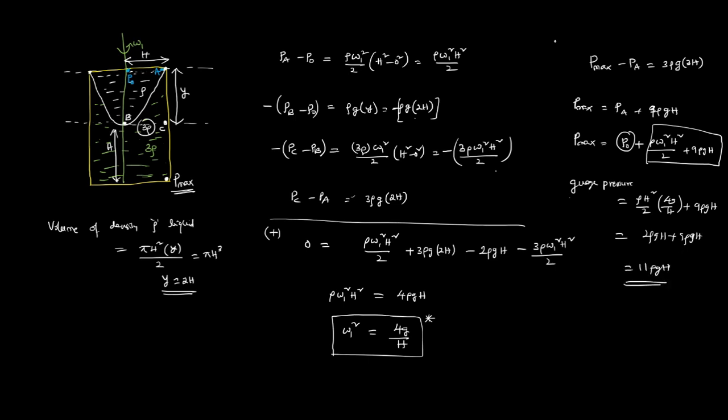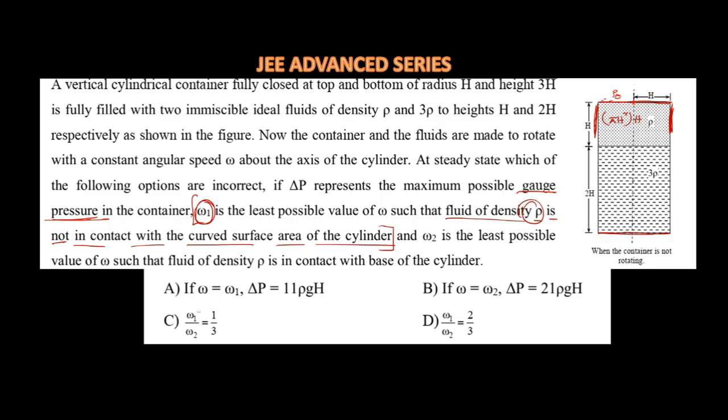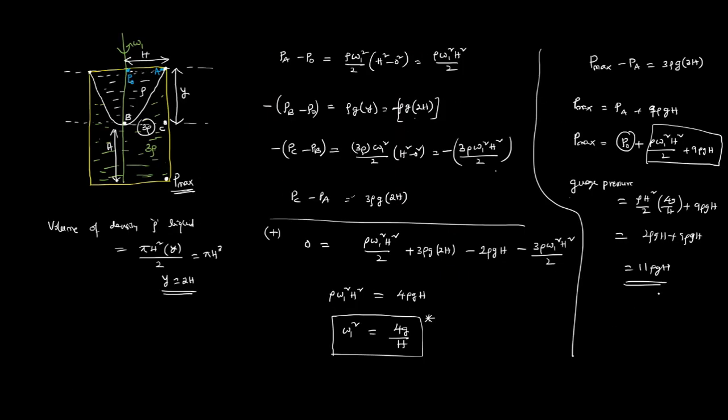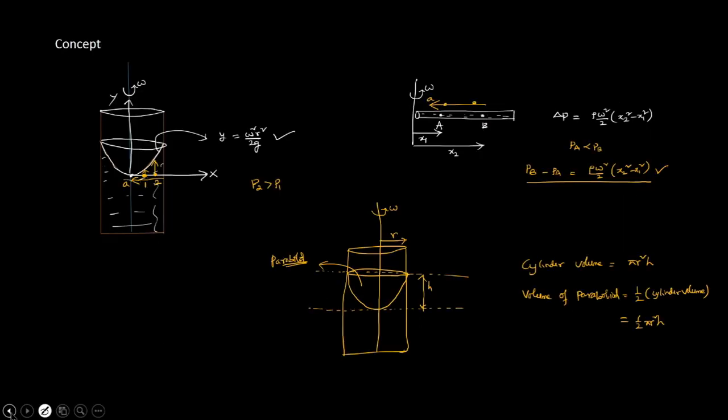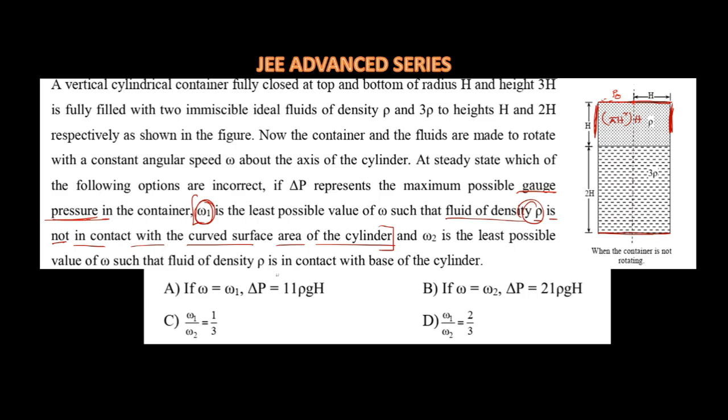So this is the gauge pressure under the condition of omega 1. Let us see the first option: if omega is equal to omega 1, the gauge pressure we are getting is 11 rho gH. So we got 11 rho gH, and option 1 will be correct. The first option is correct.